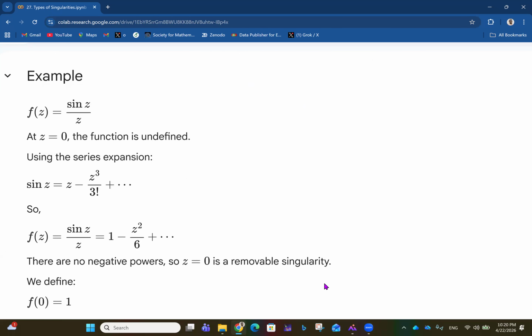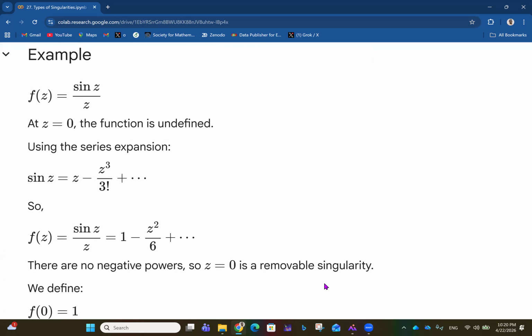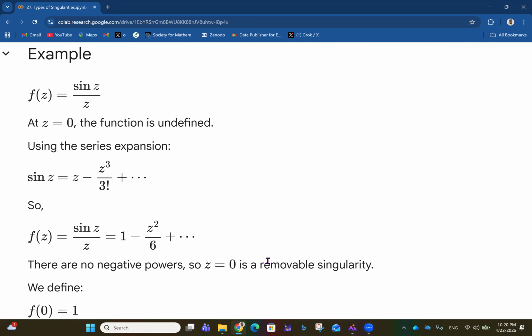A very good example would be f of z equals sine z over z. At z equals 0, the function is undefined, of course, because we have sine 0 over 0, which is 0 over 0, and because of the 0 under, it is undefined. Under the series expansion, we know that sine z, following Taylor's series, can be expanded into z minus z cubed over 3 factorial plus z to the power 5 over 5 factorial minus z to the power 7 over 7 factorial, and so on.